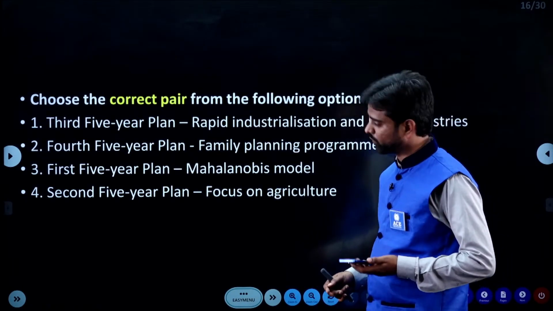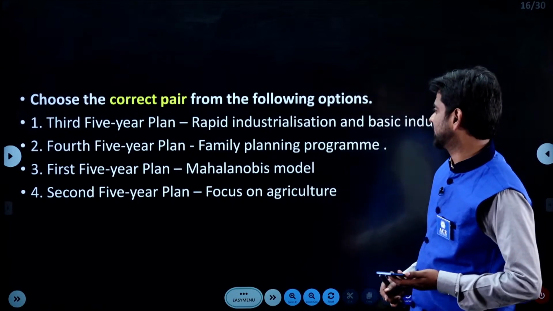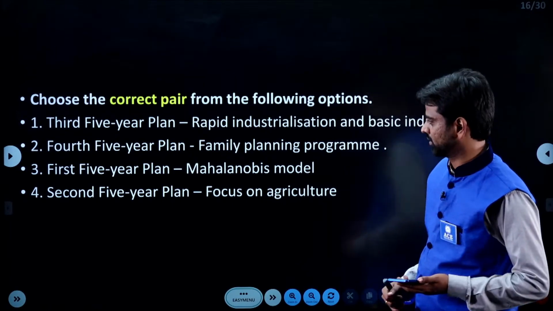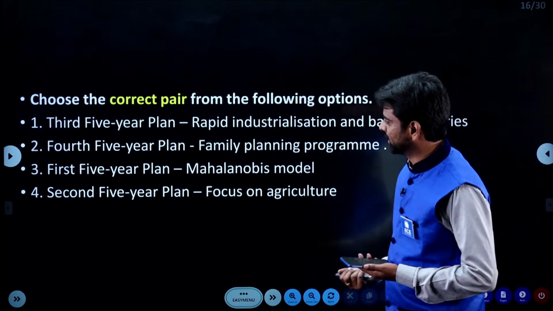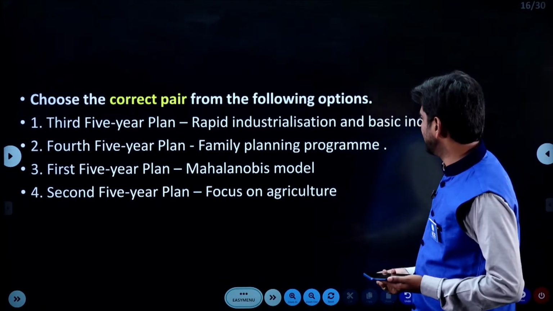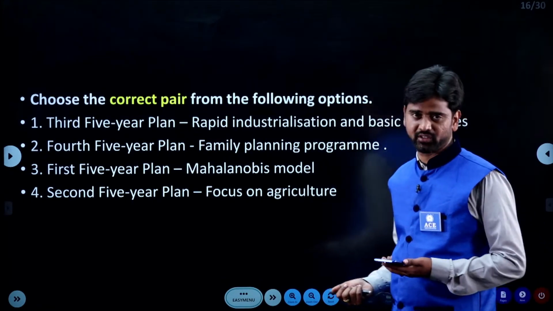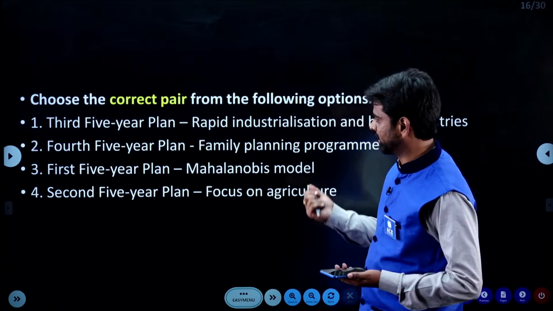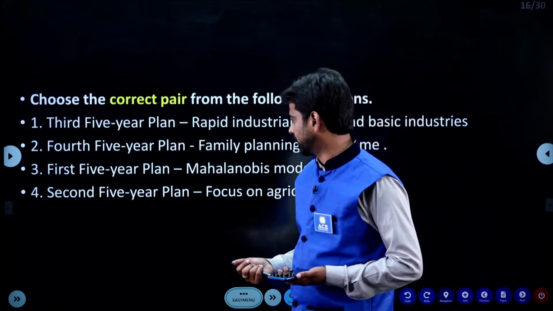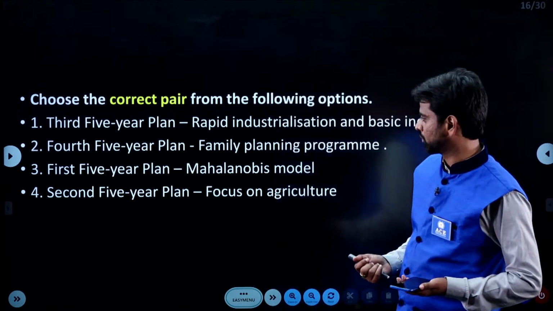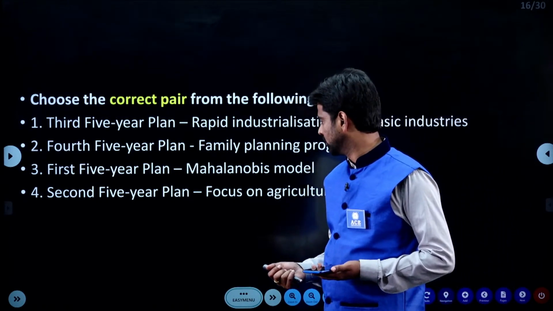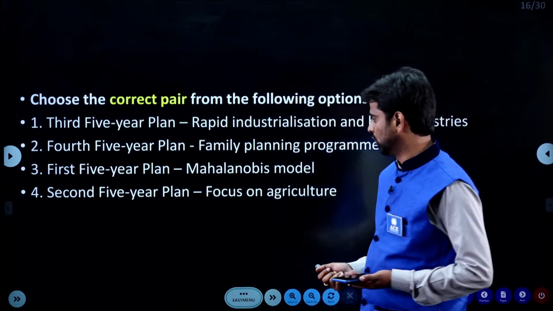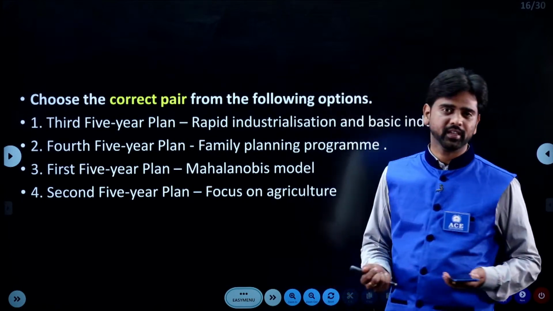The next question which we may expect: choose the correct pair from the following options. The third 5-year plan, rapid industrialization and basic industries. Let us see whether it is right or wrong. Fourth 5-year plan, family planning program. Third 5-year plan, Mahalanobis model. Second 5-year plan focusing on agriculture.